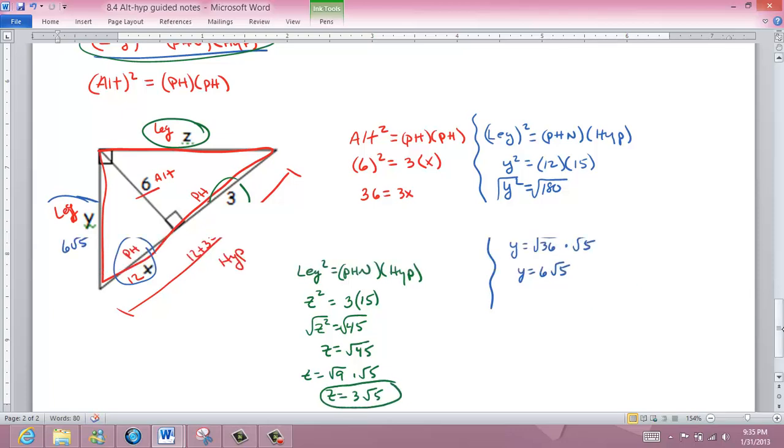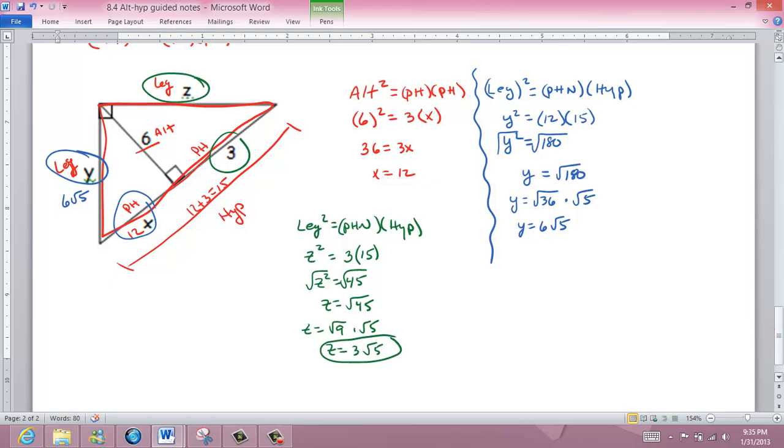So basically, this is an introduction to what we're going to be doing in class on Monday in order to find missing pieces of a right triangle. This is the altitude to the hypotenuse theorem. Hopefully towards the end you understood why we're doing this, and it makes sense.